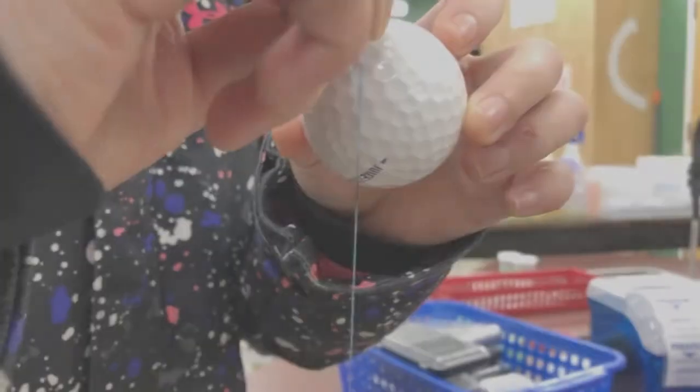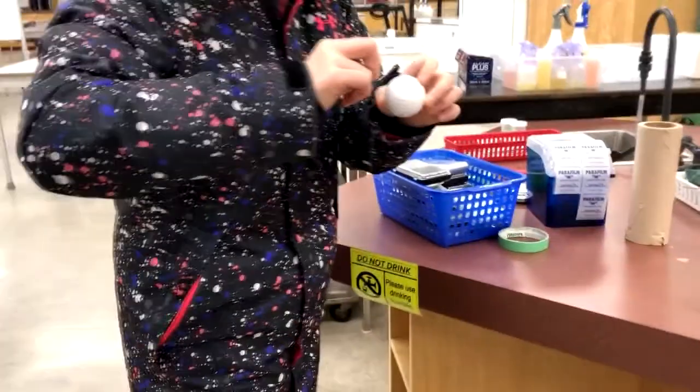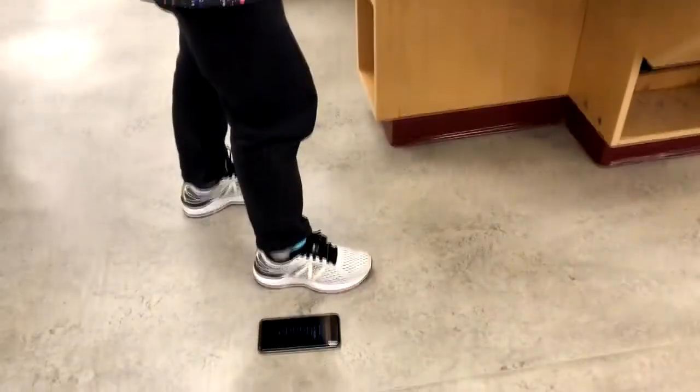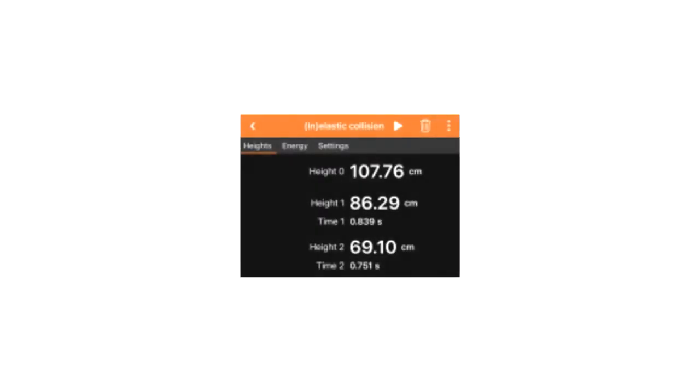We used the inelastic collision experiment in Firefox to calculate the length of a reference string. This experiment looks at the energy loss between each bounce and extrapolates the original height. We drop the ball at the top of the string and write down the recorded value provided by Firefox, which is about 107.76 plus or minus 0.005 centimeters.